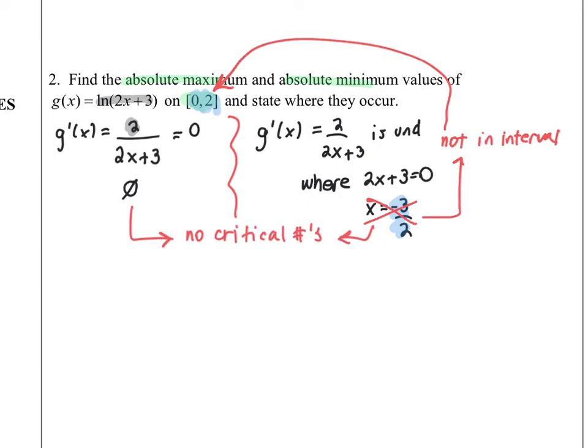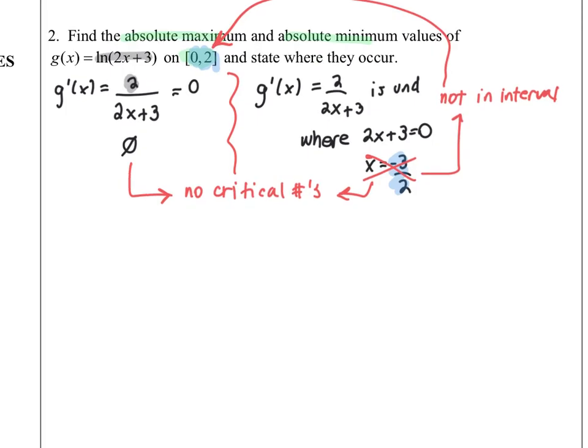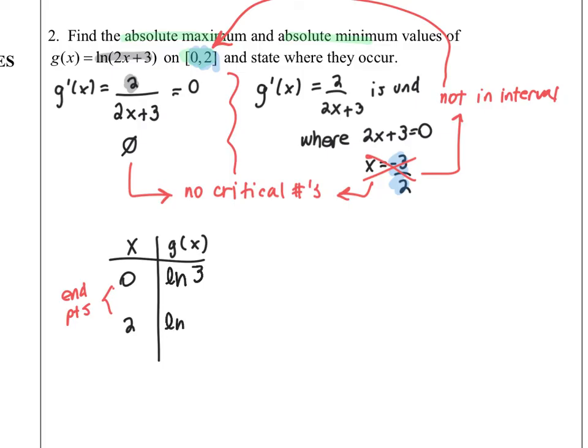What that means is when I go to do my candidates test, the only candidates that are in my table are just the 0 and the 2, which come from these endpoints up here. And to decide which one is the absolute min and which is the absolute max, I'm going to substitute them into my g of x function. So g of 0, taking the 0 up here, is just going to be natural log of 3. And g of 2, plugging a 2 into my natural log function, gives me natural log of 7.